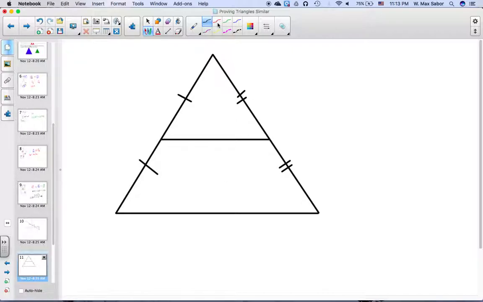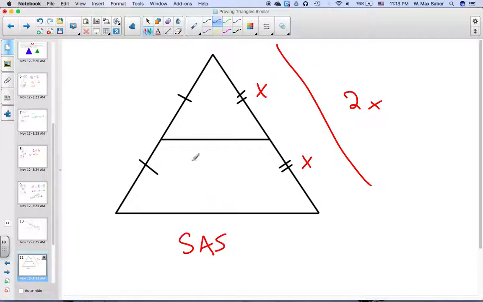It's worth pointing out that when we have sides being cut in half, well, if this was x, this is x, so the whole thing is 2x, which means that a proportion of this is being doubled. So this will work by side, angle, side: the sides are being doubled, the sides are being doubled, and this angle is shared between both triangles.